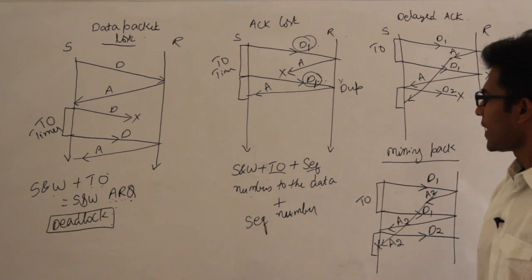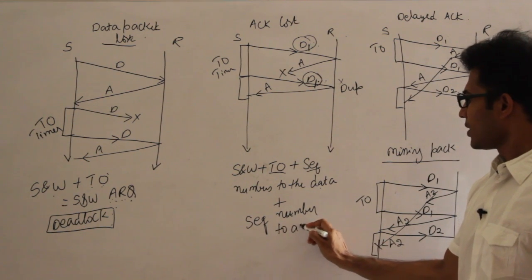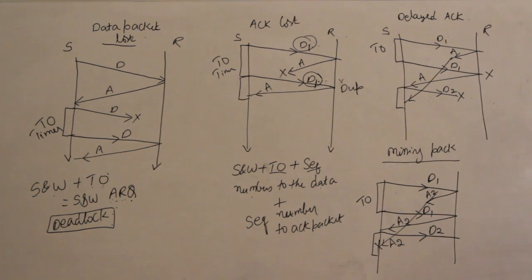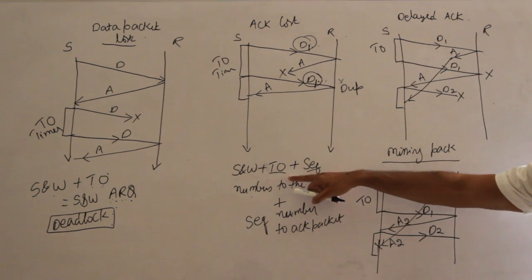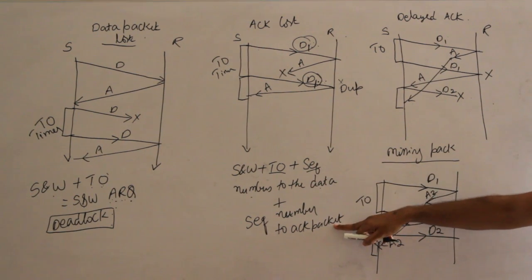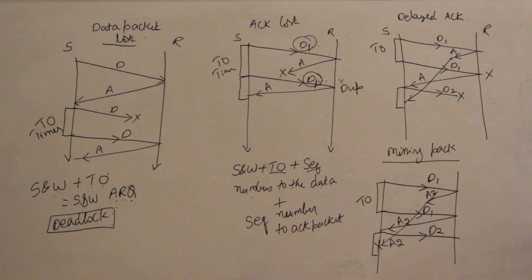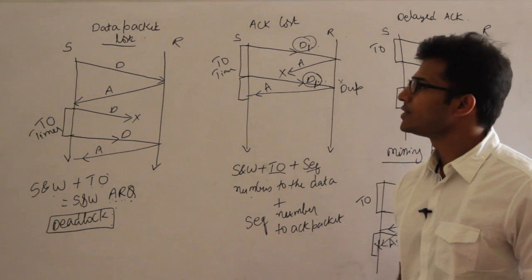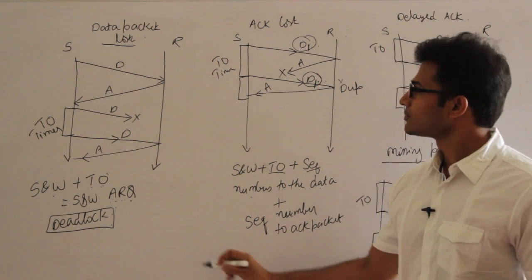We solved it by adding the sequence number to acknowledgement packets also, right? Therefore, by using stop and wait plus timeout timer plus sequence numbers for data as well as acknowledgement packets, we solved all the problems. So this is about stop and wait. We shall see how to increase the efficiency of stop and wait next.